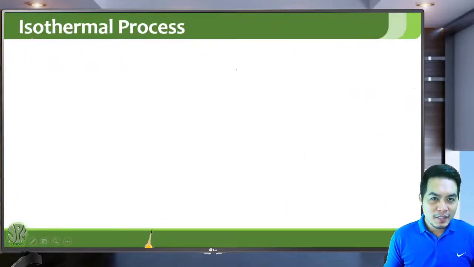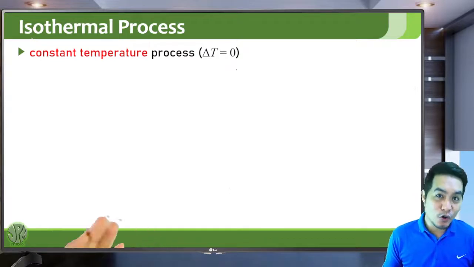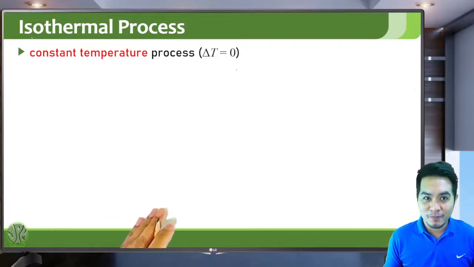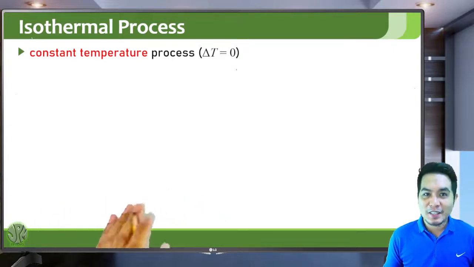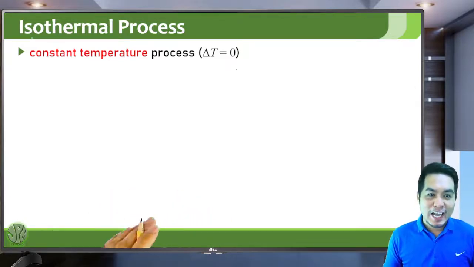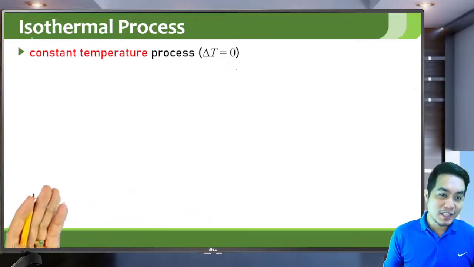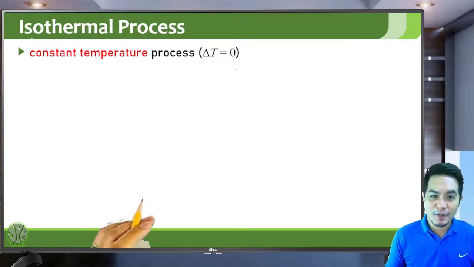The last process, the fourth one, is what we call an isothermal process. From the word thermal, it refers to temperature. And as you have guessed, in the first process that I have mentioned, iso means constant. So isochoric means constant volume: iso means constant, choric means volume. Isobaric means iso constant, baric means pressure. And isothermal means iso constant, thermal is temperature. So isothermal means a constant temperature process.